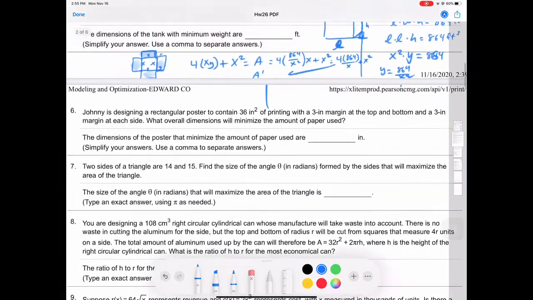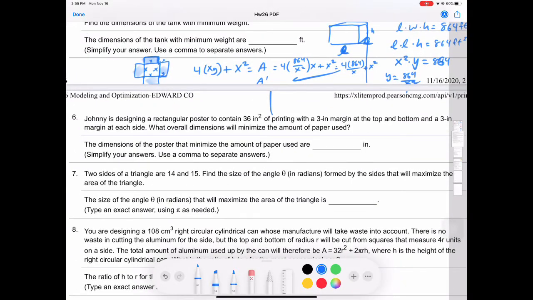Okay, for this next problem, Johnny is designing a rectangular poster containing 36 inches of printing with a 3-inch margin at the top and bottom and 3-inch margins on each side. What is the overall dimension that will minimize the amount of paper used? Okay, we are given a poster. The area is equal to 36 inches squared. Okay, so let's use this here since it's here. So we have an x and a y value. Just to start off, we have margins on each side. They're 3 inches from the top and bottom and 3 inches on each side.